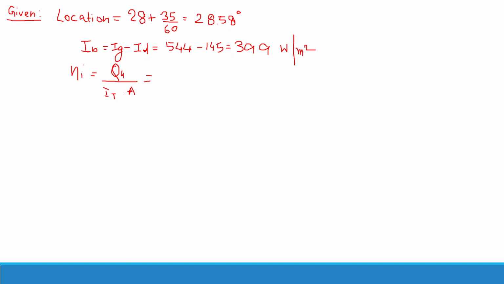So what is Q? Q is basically m Cp del T, m into Cp into del T, and you can write I_T as it is and then divide by A here. So mass upon area you can calculate separately. It has already been given, 36 meter cube upon.